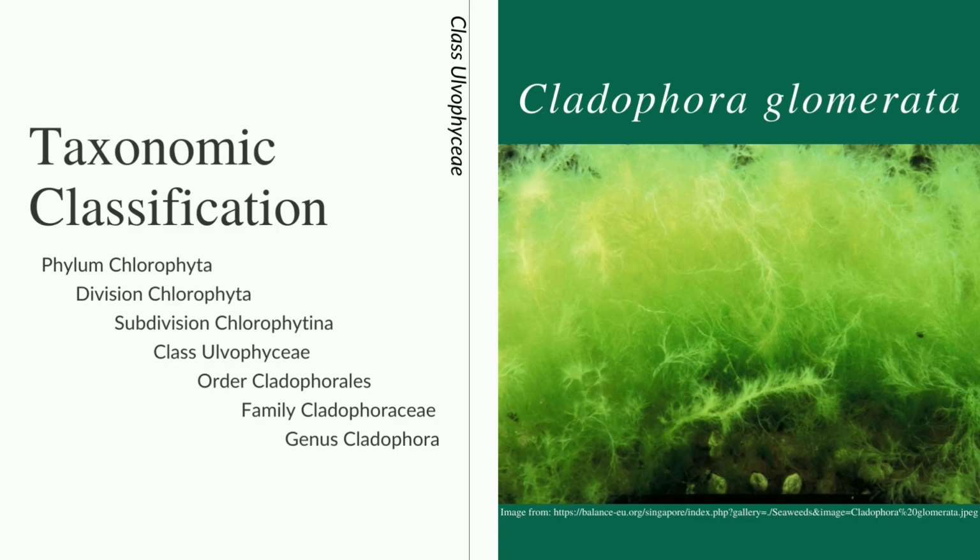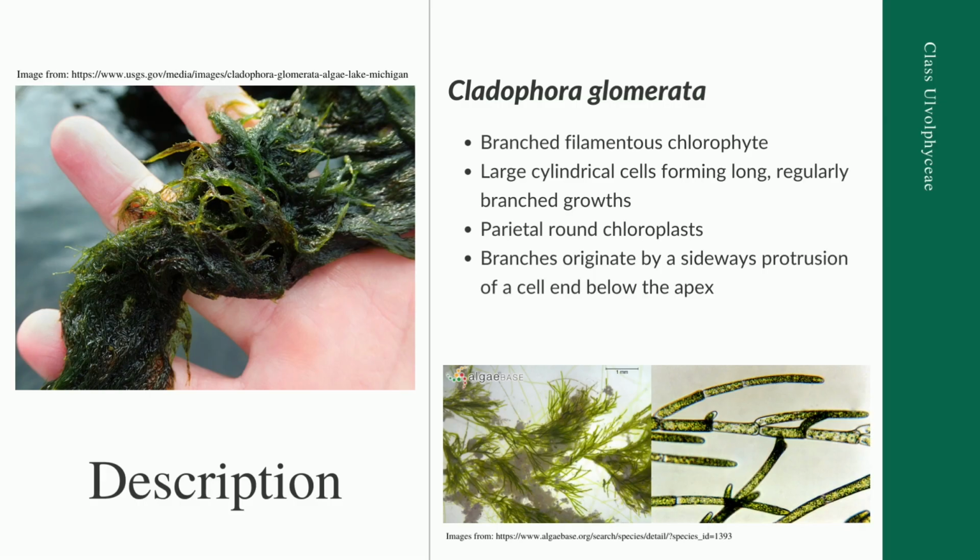Cladophora glomerata is also under phylum Chlorophyta in the class Ulvophyceae, however in the order Cladophorales, family Cladophoraceae, and genus Cladophora. It is a branched filamentous chlorophyte with large cylindrical cells forming long, regularly branched growths. Its cells contain many parietal round chloroplasts, which usually join into a net-like structure. Its branches originate by a sideways protrusion of a cell end below the apex, and branching frequency is influenced by the strength of the current.